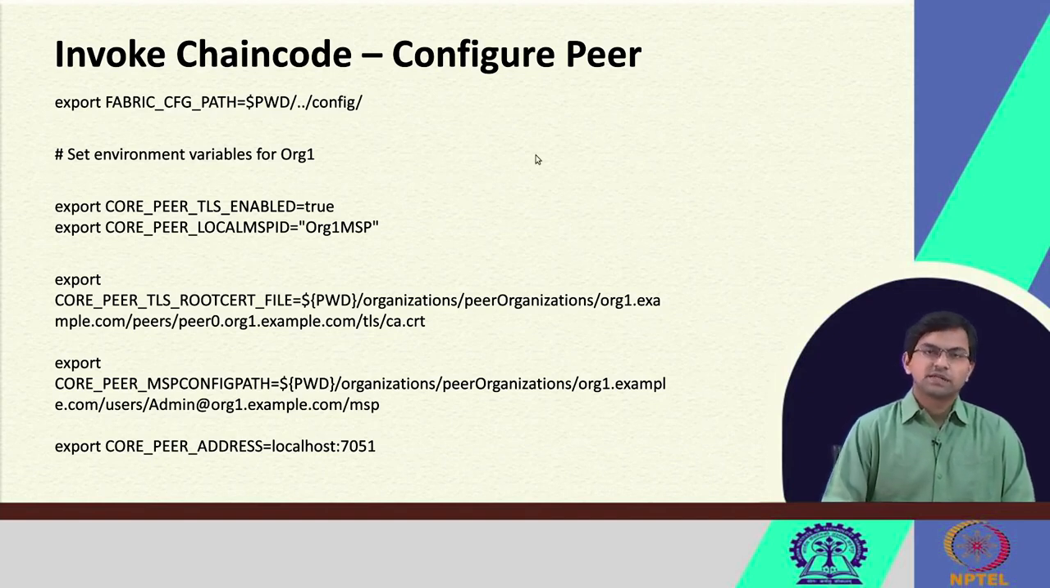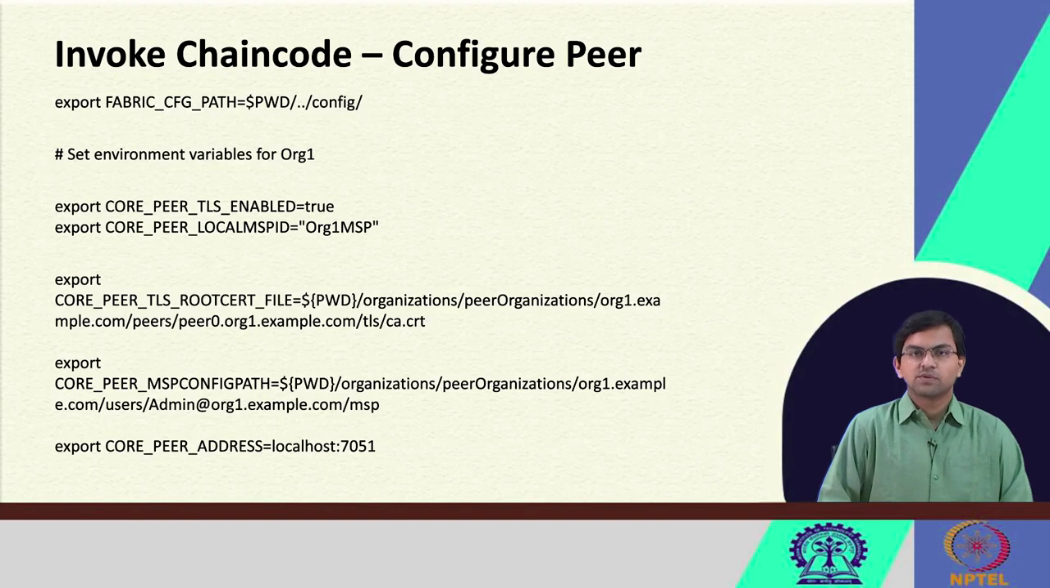So, to invoke a chain code, we need to do that through a PR. So, as I said at the beginning of this presentation, PRs are the units which are used by an organization to interact with the ledger. Since this is a test network, all the PRs are running in the same computer. So, we need to first decide which PR we want to use to make the transaction, and to do so we need to pass a few environment variables.